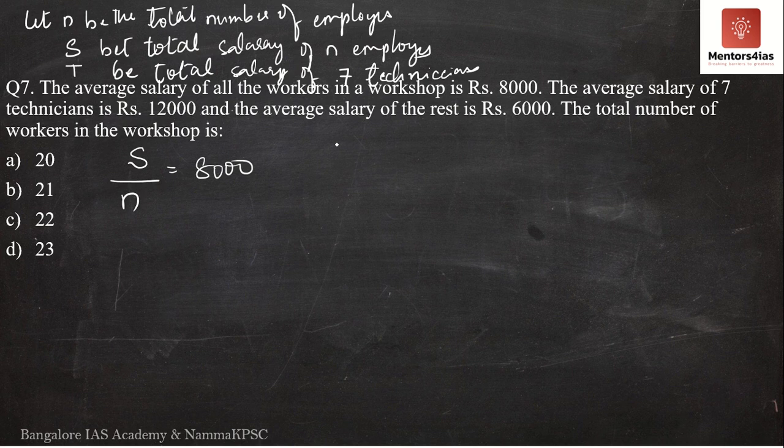I am assuming it to be T. Then, can I say T divided by 7, because it is 7 technicians, the average salary of the technicians will be 12,000.